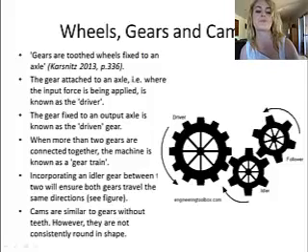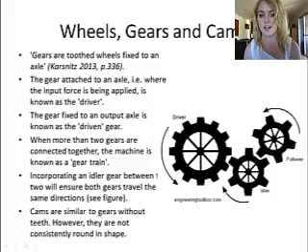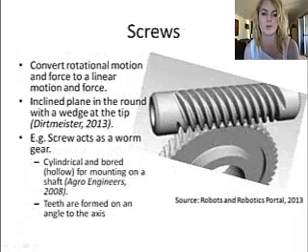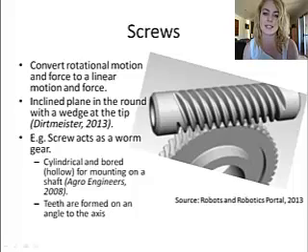Screws are mechanisms that convert rotational motion and force to a linear motion and force. A screw may be seen as an inclined plane in the round with a wedge at the tip. So as an example given, screws may act as a worm gear. A worm gear is cylindrical and bored or hollow for mounting on a shaft. The teeth are always formed on an angle to the axis, like a screw.